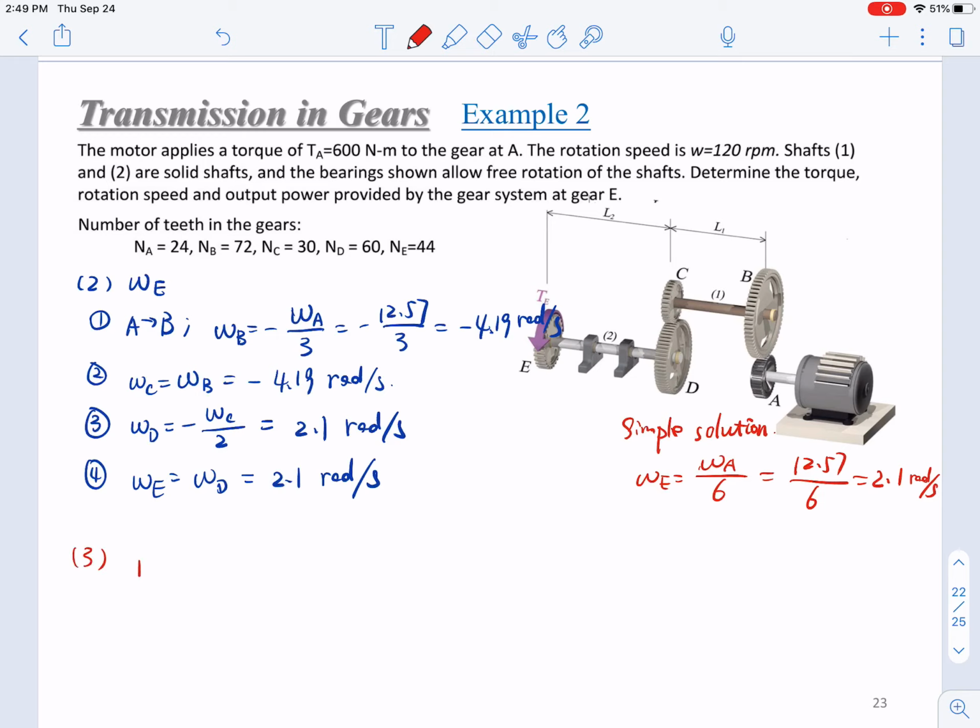In the end, PE is just TE times omega E, or TA times omega A, or any couple. You can get the same result. This will be 3,600 times 2.1. Right, so we'll get 7540 watts.